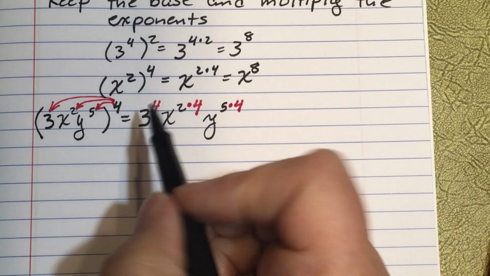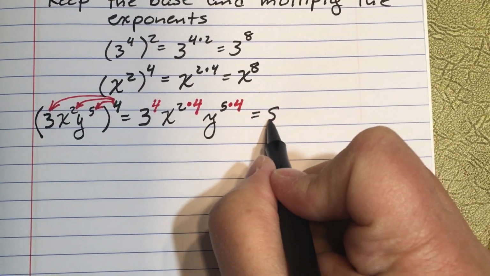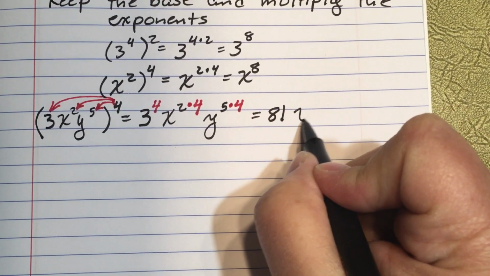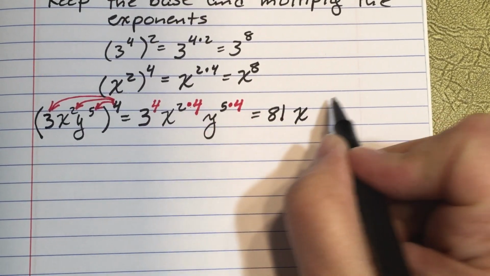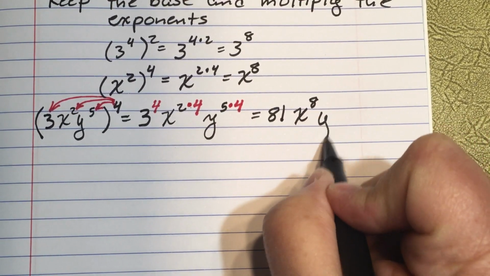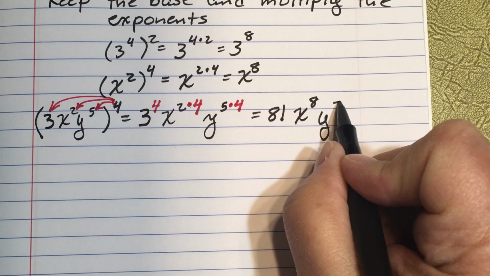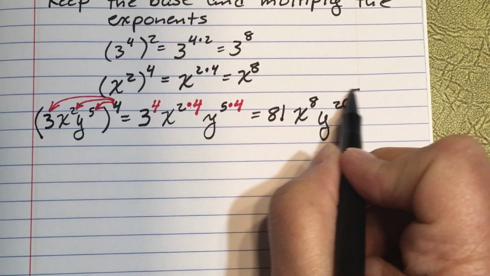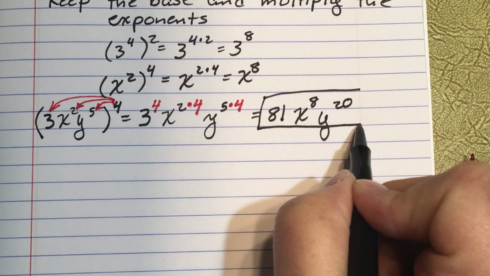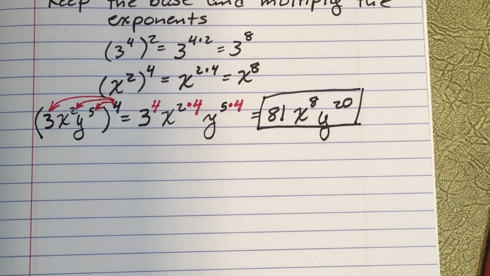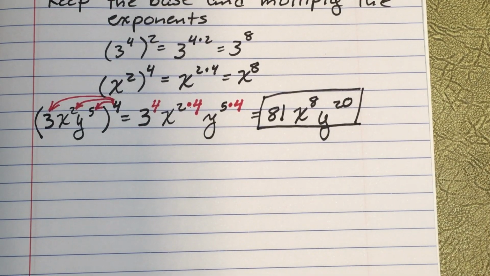Now, 3 to the 4th power is 81. x, 2 times 4, 8th power, and y, 5 times 4, the 20th power. So my whole thing would be 81, x to the 8th power, y to the 20th power.